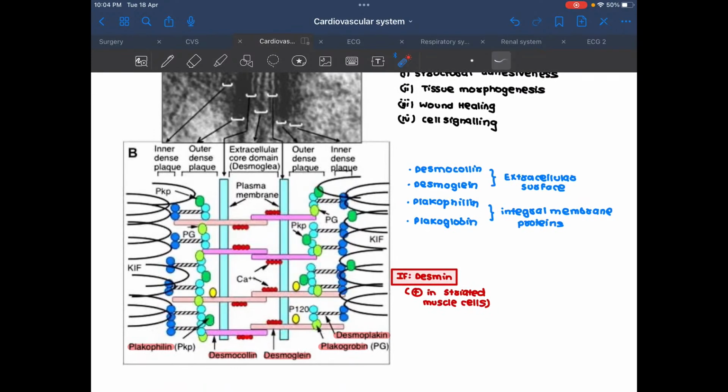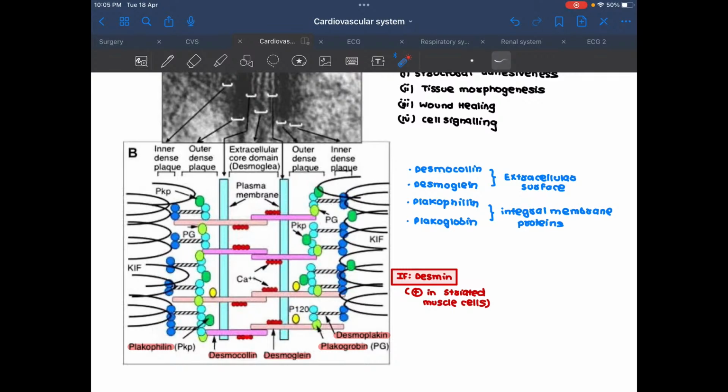We have some different proteins over here. So can you see some of these proteins? Let's make them out. We can see a desmocollin protein and a desmoglein protein. Okay? These are part of the desmosomes on your extracellular surface, right? And what about the integral membrane proteins? There we have 2: your plakophilin and your plakoglobin. Okay? So the main ones we are discussing here are desmocollin, desmoglein, plakophilin, and plakoglobin. All of them make up your desmosomes.